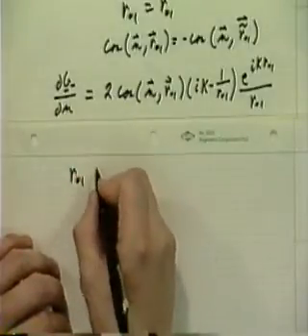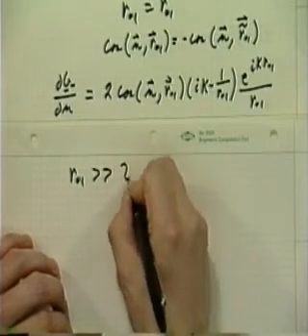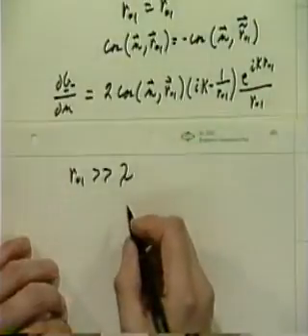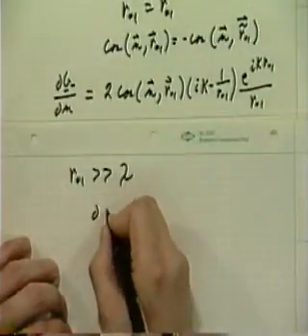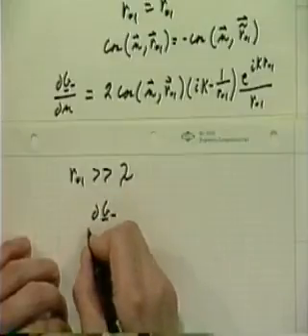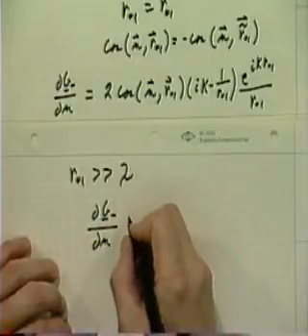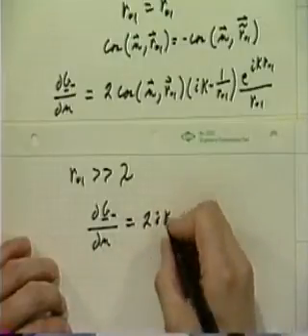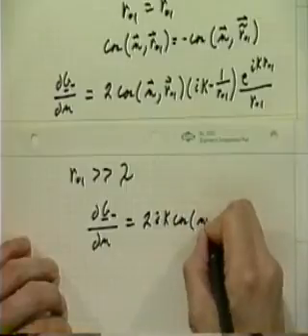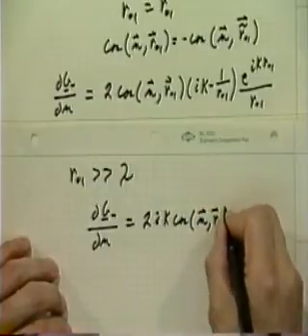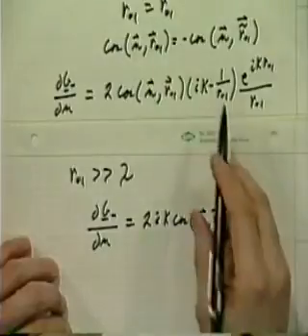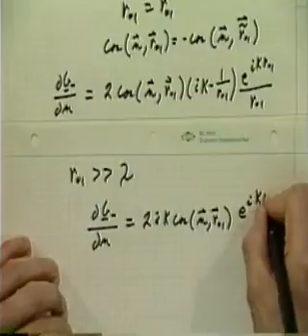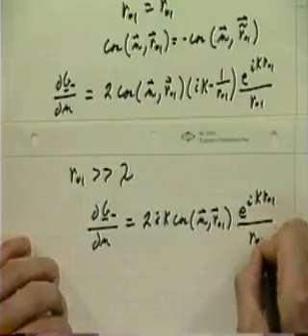I mean, we're going to assume that R01 is many wavelengths. And so this term right here will become partial G minus with respect to n is 2ik cosine(n, R01), and then we simply will have e to the ikR01 over R01.